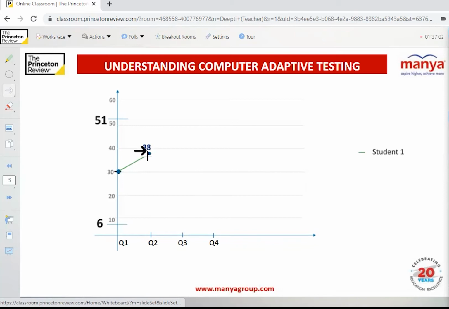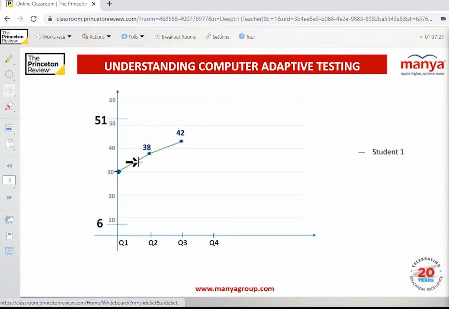Now let's say that you again get the question right and again the computer pushes your score up and puts a harder question on the screen. But there are a few things to notice here. First, as you are getting questions right, you are getting harder questions in return. The other thing to notice is that as you are getting further in the test, with two questions right, the interval by which the score is increasing is actually shrinking.